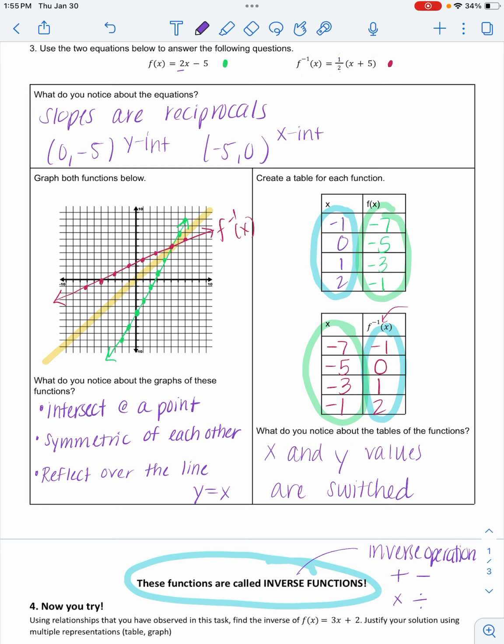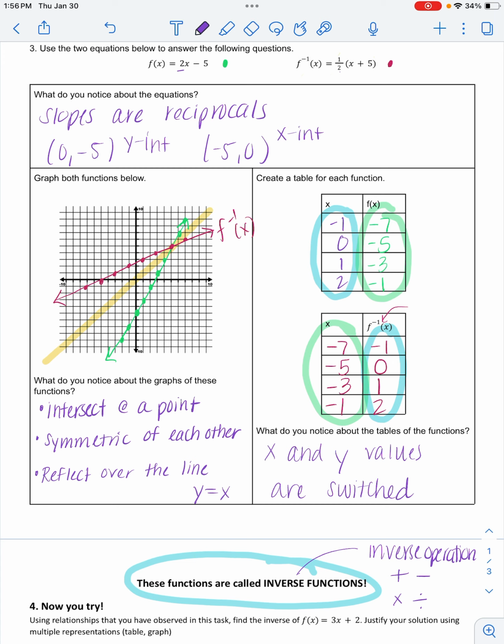And so every time you have an inverse relationship, you are going to have in two linear functions, the slopes are going to be reciprocals. All of your x and y values are going to switch. Thus your x and y intercepts are switching. The graphs are going to intersect, and they're going to be symmetric of each other over the line y equals x. So we have to keep those patterns and relationships in mind when we try and figure out if two lines are reciprocals of each other or inverses of each other, and how we work with those.